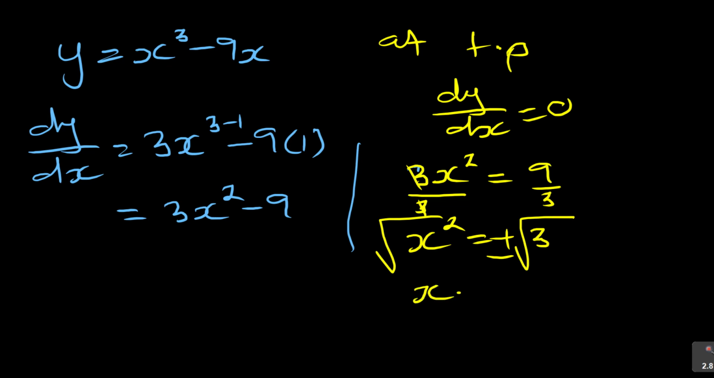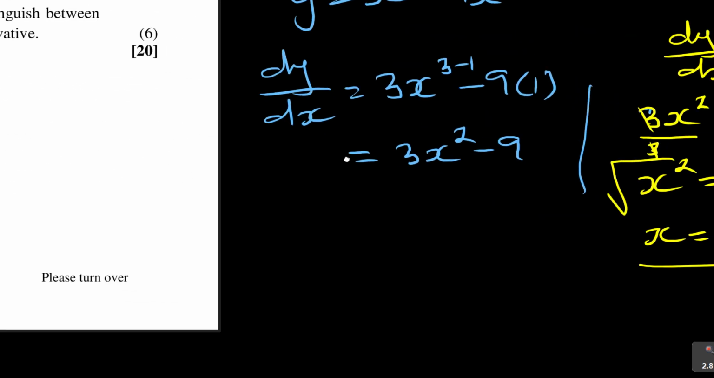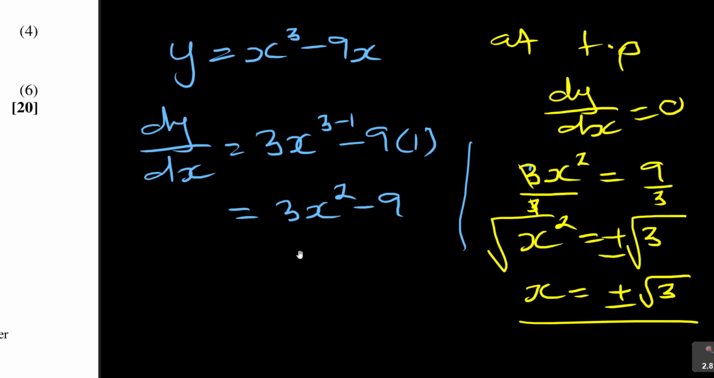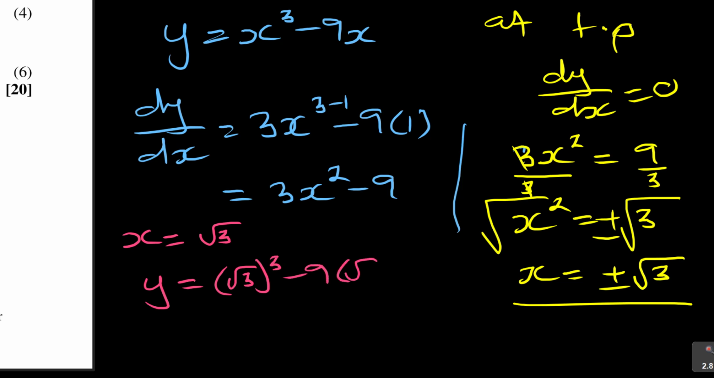So x is equal to plus or minus square root of 3. I don't think you can simplify this, leave it like that. But now they say the coordinates of the turning point, meaning you need to go to the original to find the y value. When x is equal to positive square root of 3, y is equal to square root of 3 cubed minus 9 square root of 3. Then we're going to get our answer.